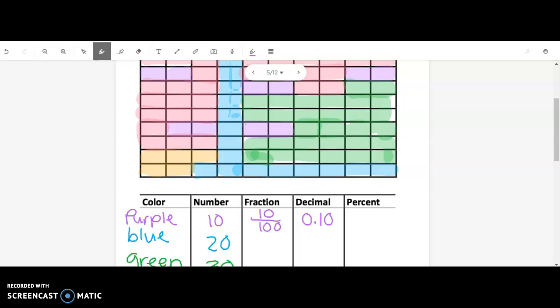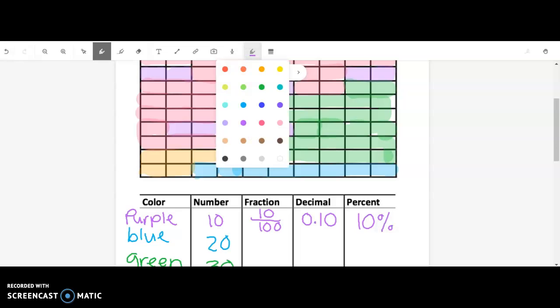And percent, I would change that. That would be 10%. I would move my decimal and make it a percent. But we'll talk more about that in a couple days. Whoops, that looks really weird. Sorry about that. So it's going to be 10%. All right, next up, I have my blue.